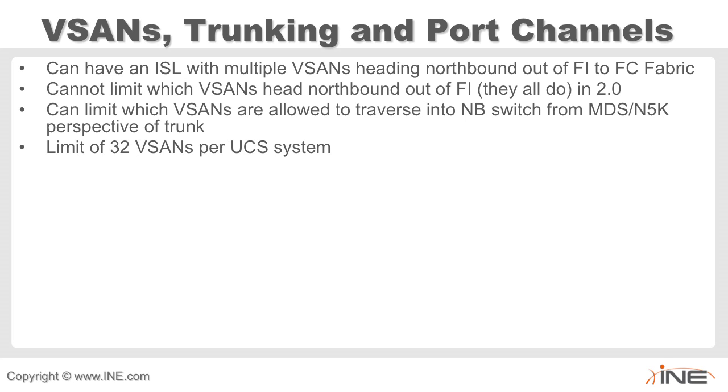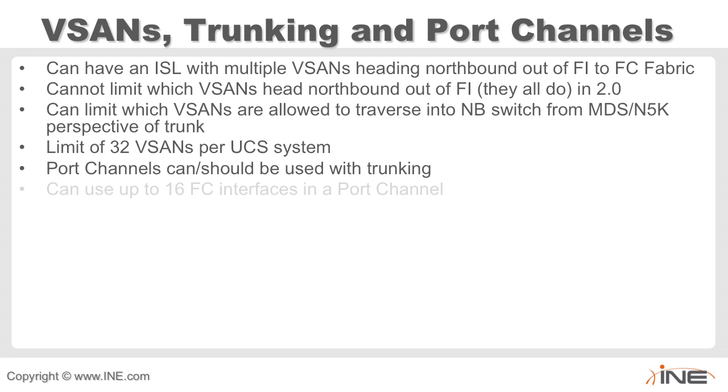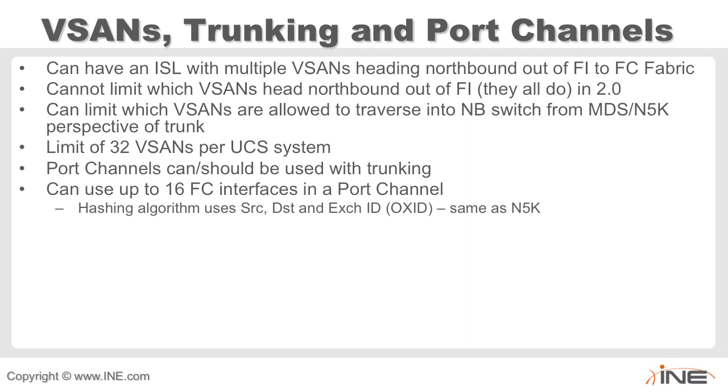There is a limit of 32 VSANs per UCS system in 2.0. And port channels can, or really should, be used whenever possible with trunking. You can use up to 16 Fibre Channel interfaces in a port channel. And the hashing algorithm is the standard OXID, same as the Nexus 5K, and it's actually not configurable in 2.0.